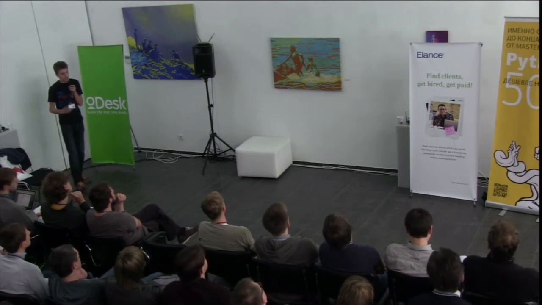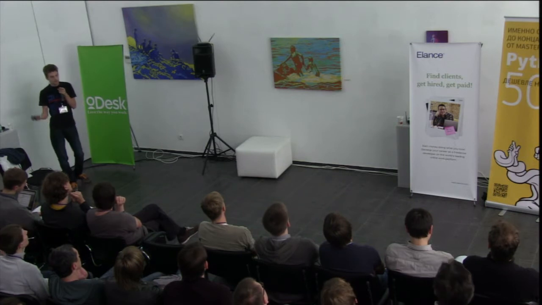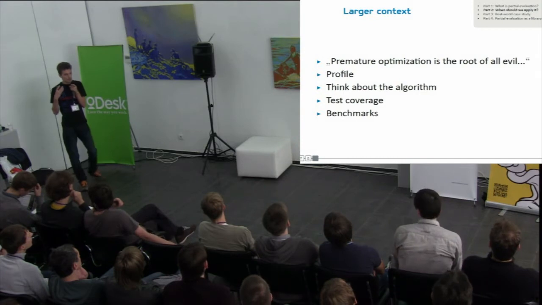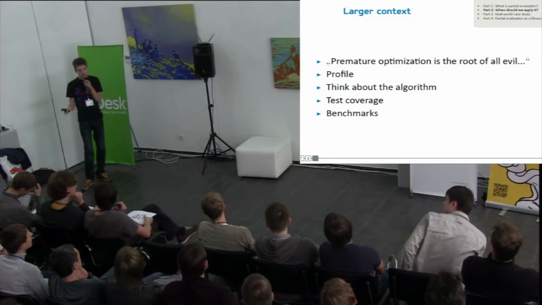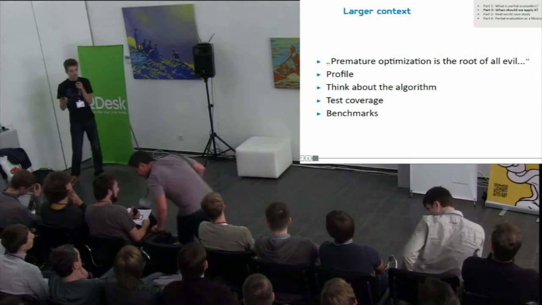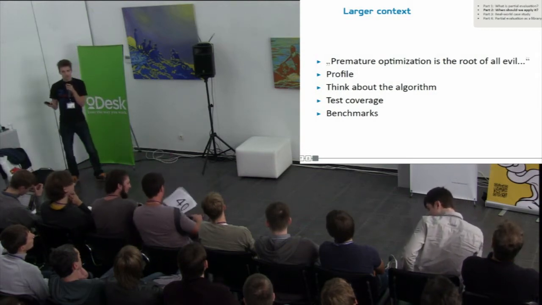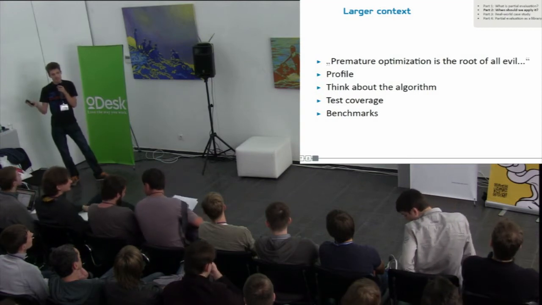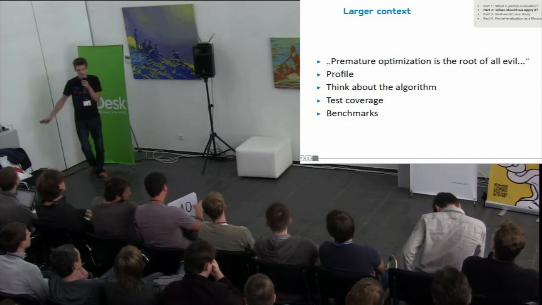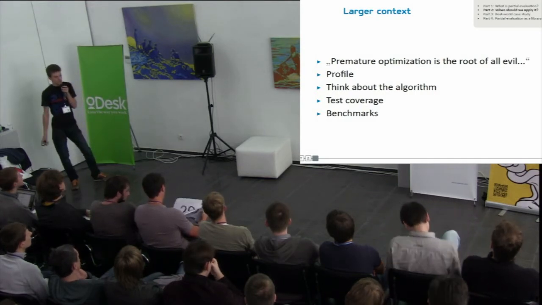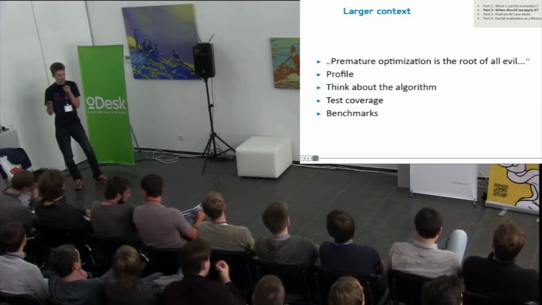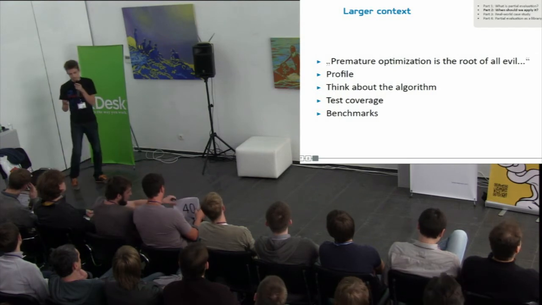We must not forget about the larger context. If you think you have performance problems, first you have to think maybe you shouldn't be solving them now. Maybe you should think about other things. You should profile first. You should think about the algorithm you are using. From specialization, we can get a 10 times speedup, but by using a different algorithm, you can speed up your problem millions of times. And you must have good test coverage and benchmarks to see that you didn't introduce any bugs and that you really sped up your program.